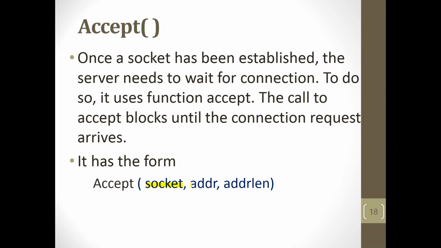The second argument is address, either a null pointer or a pointer to a socket address structure, where the address of the connecting socket shall be returned. The third argument, address length, points to socket length structure, which on input specifies the length of the supplied socket address structure, and on output specifies the length of the stored address.